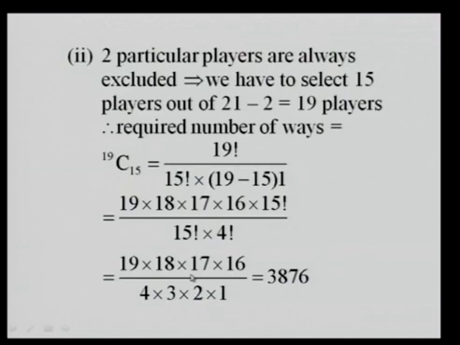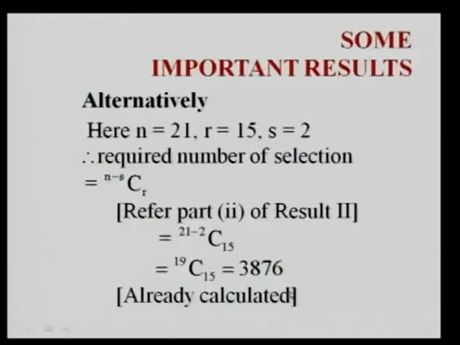And the second part: 2 players always excluded means we have to select 15 players, but 2 players cannot be included, so we have to exclude those. Our total players were 21, so we have to select out of 19 players. So 19C15, after calculating this we get 3876. And if we apply that result, where n is 21, r is 15, s is 2, after applying that result we get the same result.